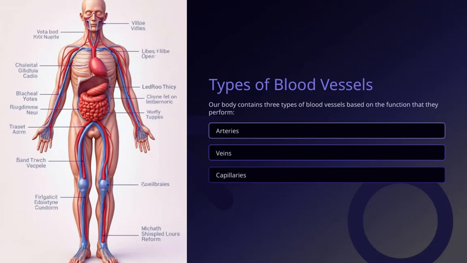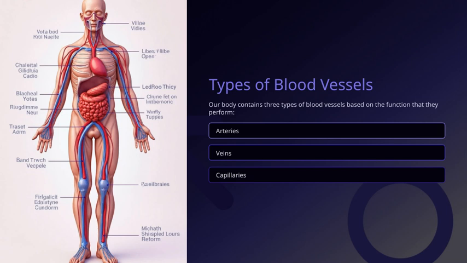Now, let's take a closer look at the different types of blood vessels in our body. There are 3 main types, each with its own specific function that keeps everything running smoothly. First, we have the arteries. These vessels are responsible for carrying oxygen-rich blood away from the heart to the rest of the body. They have thick, elastic walls to withstand the high pressure of blood pumped from the heart.